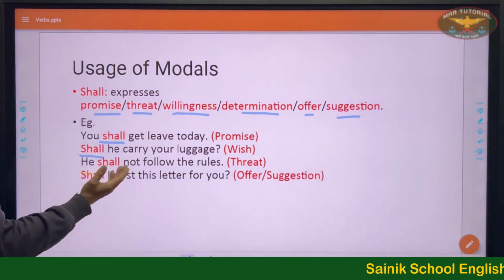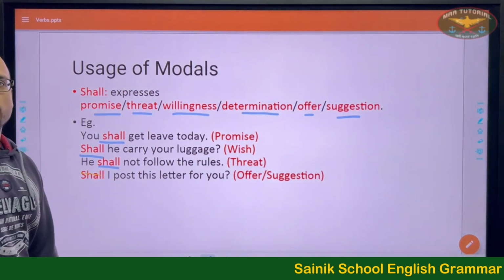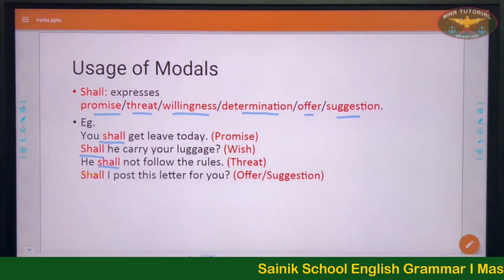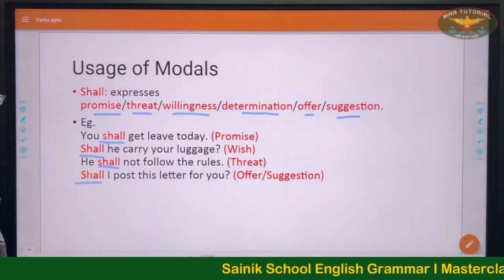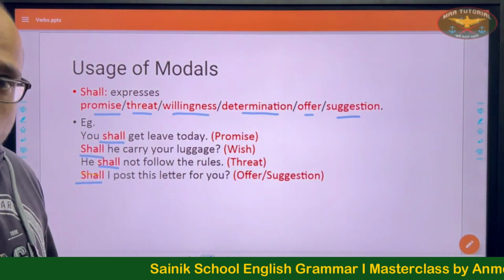And we're suggesting something or asking for a wish. He shall not follow the rules. It's a threat. He shall not follow the rules. Do not trust him. He shall not follow the rules. Shall I post this letter for you? It's an offer. Shall I post this letter for you? Can I? May I post this letter for you?